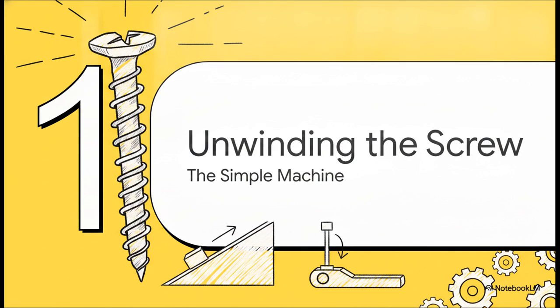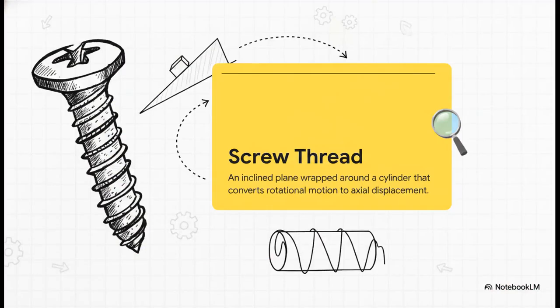Unwinding the simple screw. To really grasp the engineering here, we have to start with a core definition. What actually is a screw thread? Fundamentally, it's a geometrical structure that you can visualize as an inclined plane wrapped around a cylinder. Think of an inclined plane as a wedge or a ramp. That's it. It's one of the classic simple machines, just coiled up into a tiny, space-saving spiral.